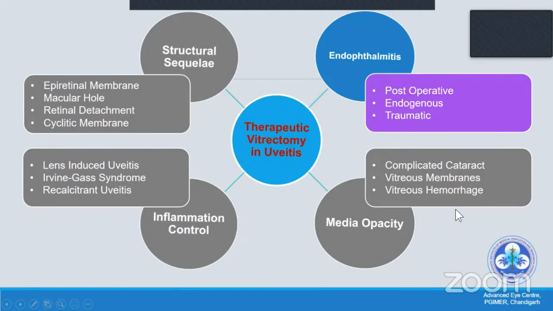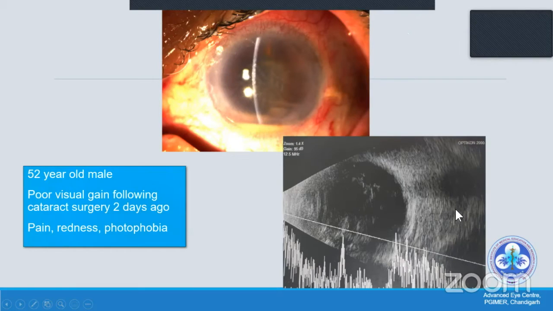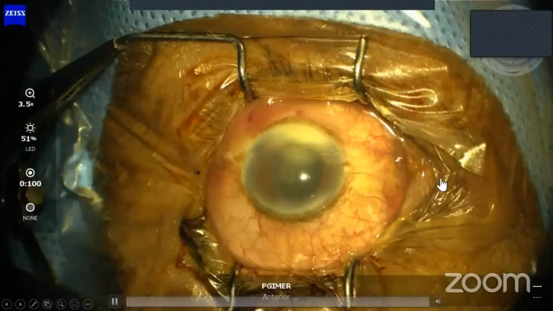Coming on to endophthalmitis. So this was a 52-year-old male, typical history, poor visual gain following cataract surgery 2 days ago, and pain, redness, photophobia. You can see the steamy eye, the corneal edema, the hypopyon, and also the fibrin in the anterior chamber, and echoes in the vitreous cavity.